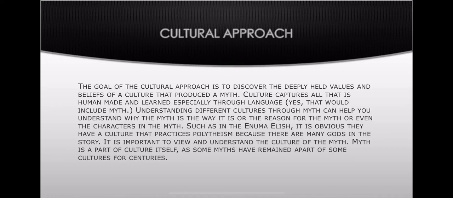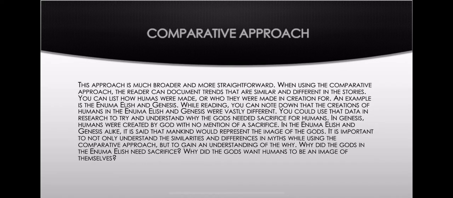We'll now be defining the comparative approach. This approach is much broader and much more straightforward. When using the comparative approach, the reader can document trends that are both similar and different in the stories. You can list how humans were made or who they were made for in creation. An example is the Enuma Elish and Genesis once again.